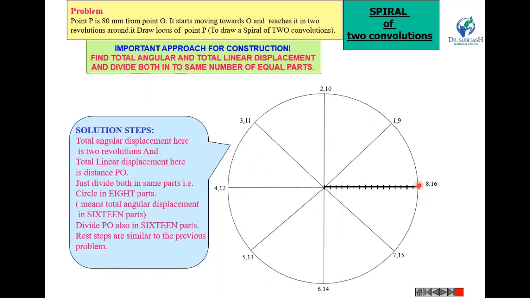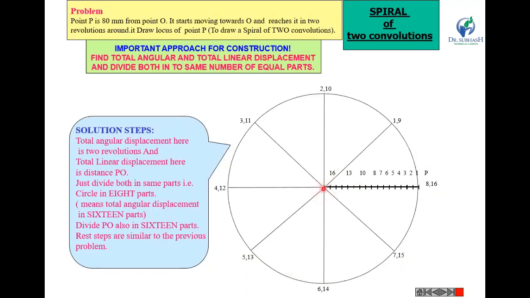Okay, so it completes this distance by 2 convolutions. So again 9, 10, 11, 12, 13, 14, 15, and 16. Okay, and divide this line into the 16 divisions, right? So initially point P will be here. So 1, 2, 3 to the 16. Now remaining steps remain same as earlier.